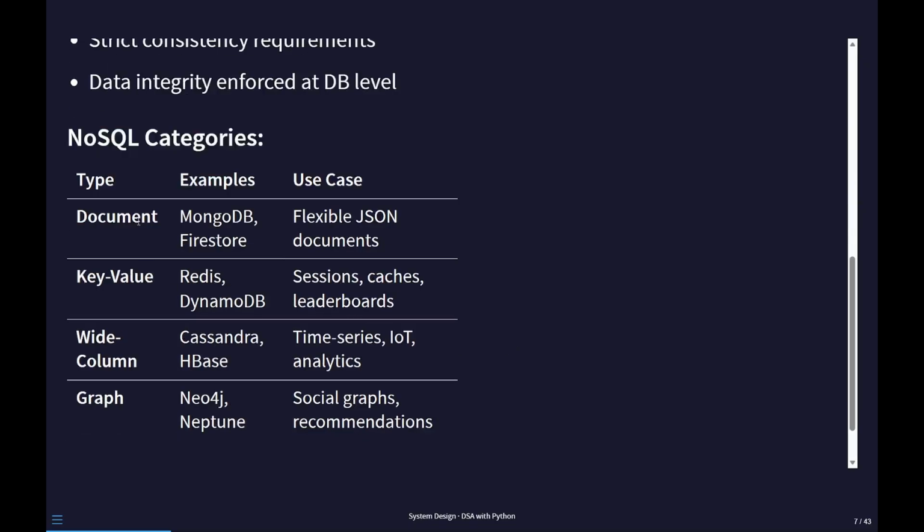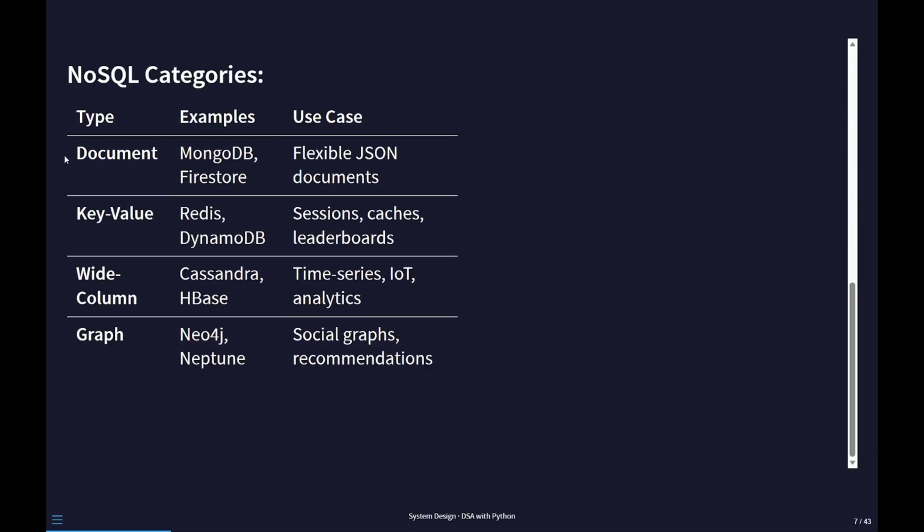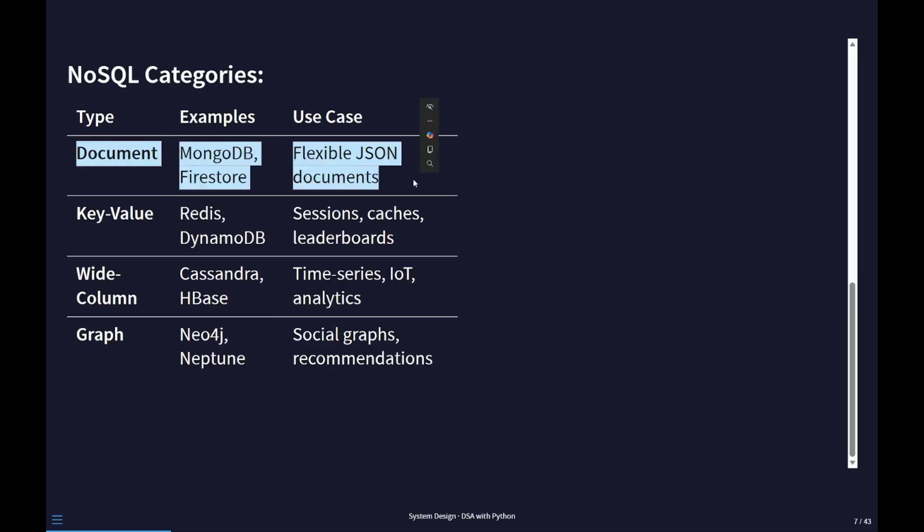Now, NoSQL is not a single thing. It is a family of different database types, each optimized for a different problem. Document databases like MongoDB store flexible JSON documents. No fixed schema. Each document can have different fields.